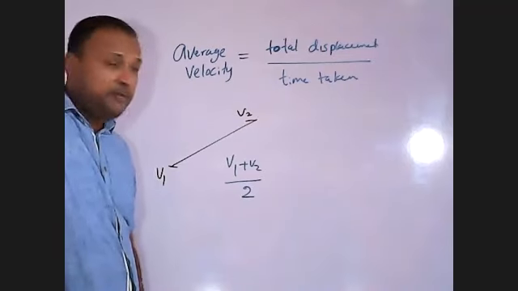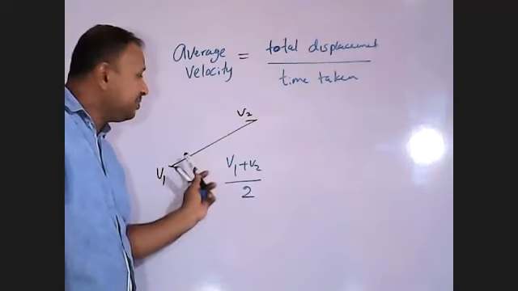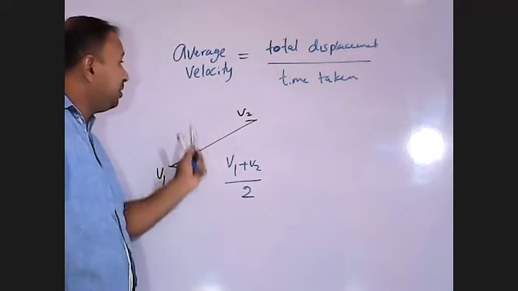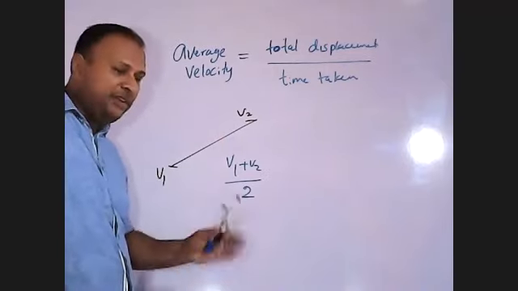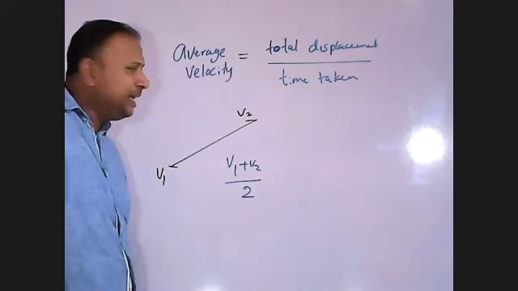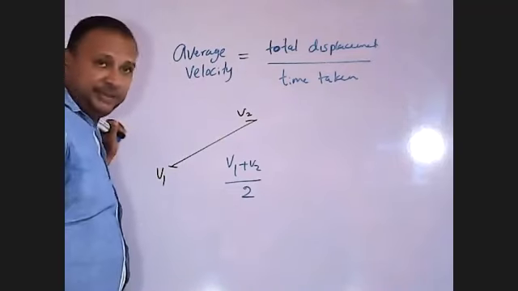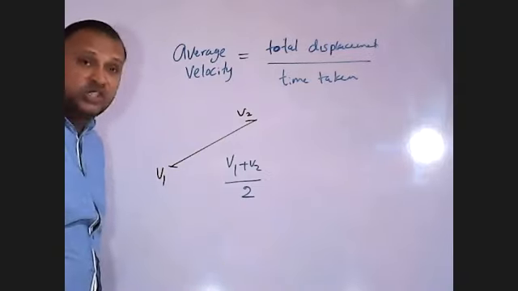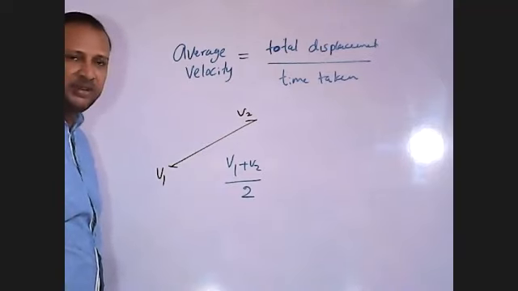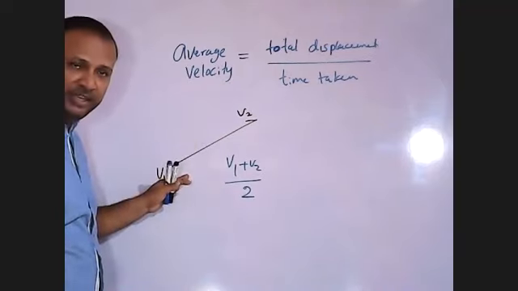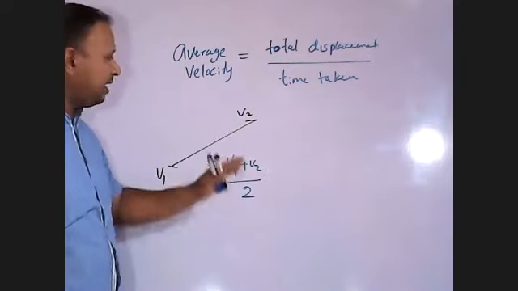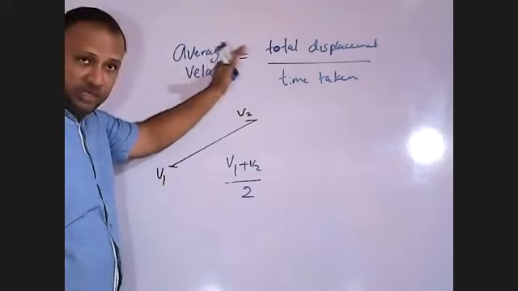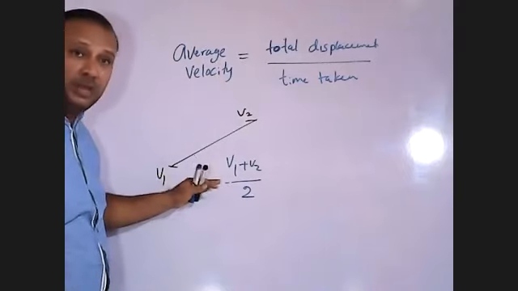But the thing is, this is not equal to this one in every case. I will explain that later. But for a constant acceleration graph, the average velocity is equal to this one as well as this one.